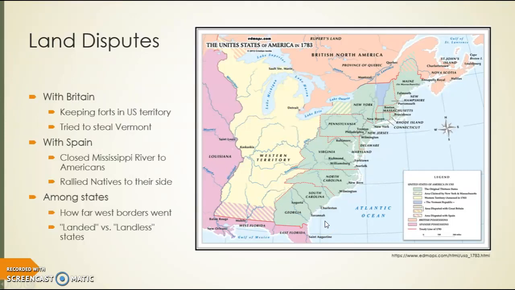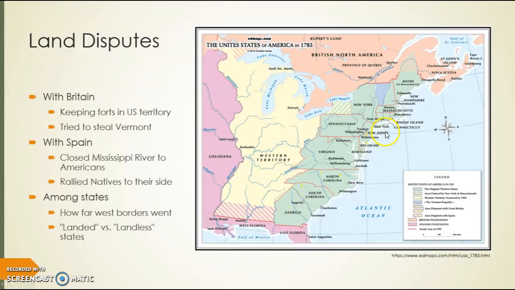All right, and then we have different territorial disputes among the states themselves. So these disputes were over how far west the state borders went. And so some royal charters had said that these states went all the way over to the Mississippi River. So this is landed versus landless. Landed states are these states in here who had the ability to creep west all the way over. And that's what they were claiming to do. They were trying to claim that their state went all the way to the Mississippi River.